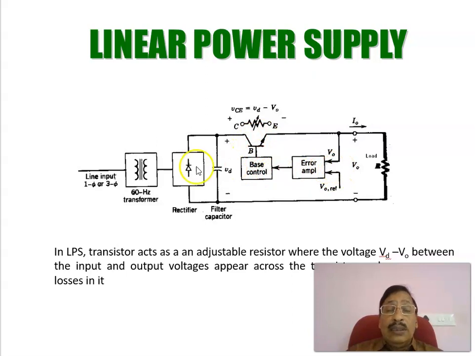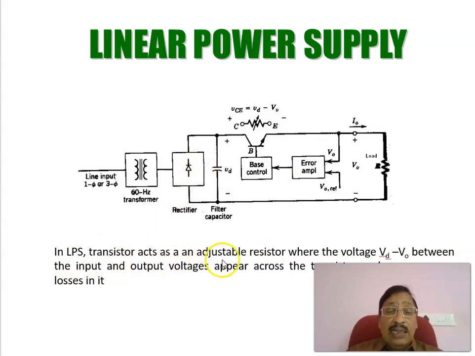Here, the AC voltage is stepped down using a transformer, and that is rectified and filtered, and this is the load. By controlling the base drive, you are controlling the resistance between collector and emitter. It is working as a variable resistor. Here the power is being dissipated and the efficiency is very less. This is called the linear power supply.